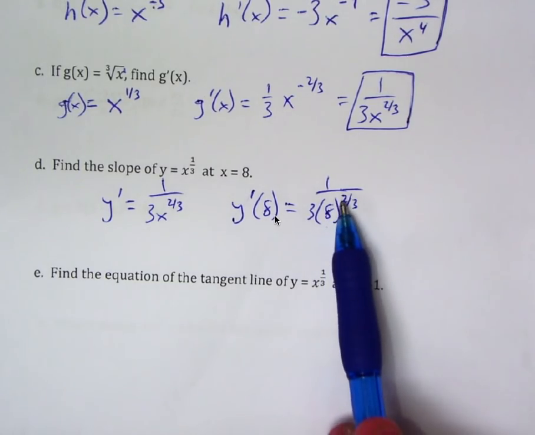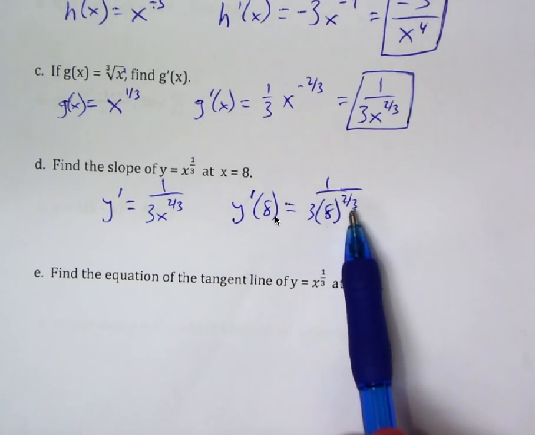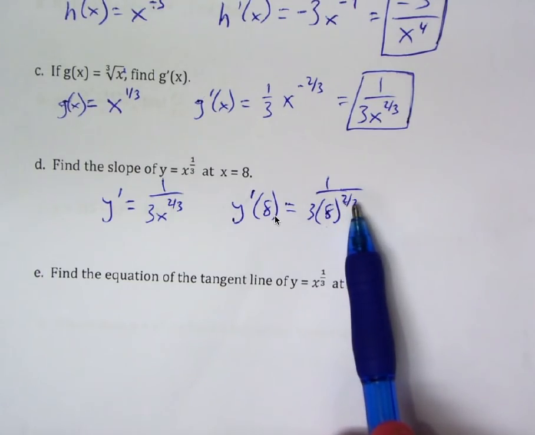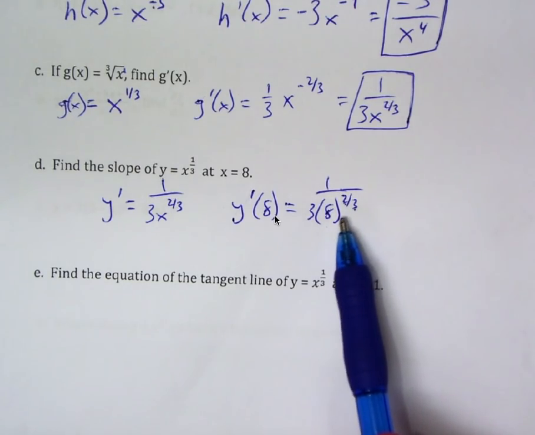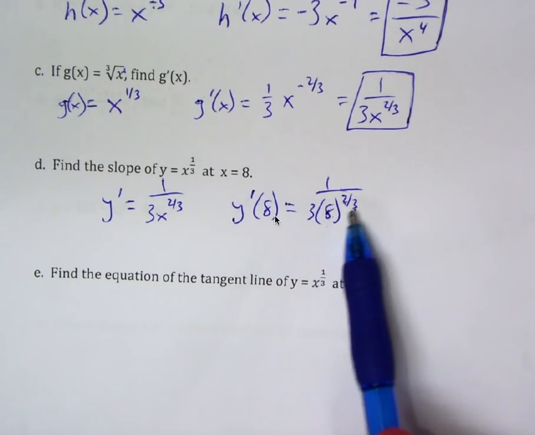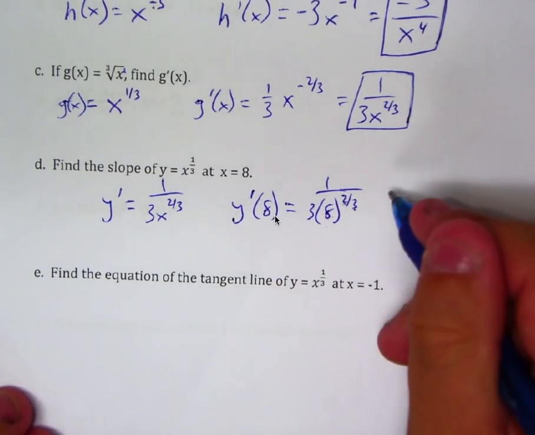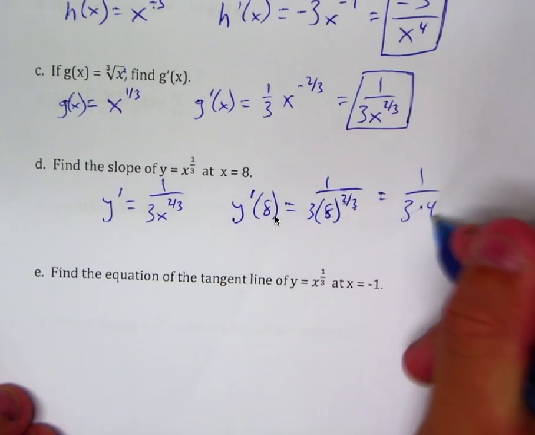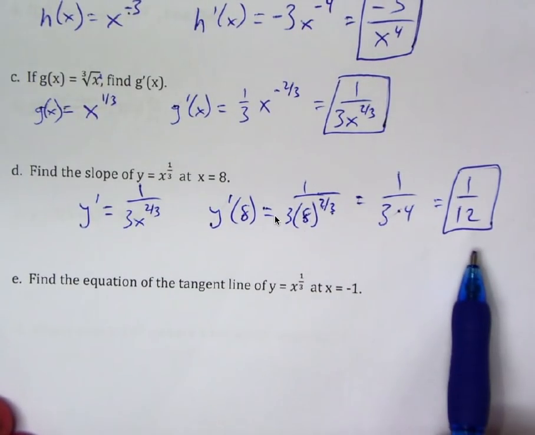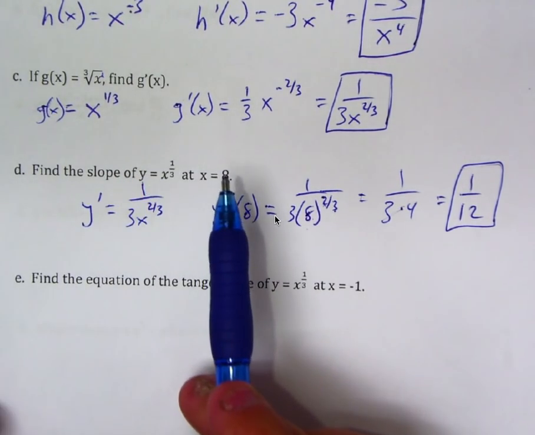Well, remember, it's power over root. Power over root. So there's two ways you can do this. You can either do 8 squared, get 64, and then find the cube root of that, or do the cube root first, do the cube root of 8, which is 2, and then square that. Either way, you get 4. 8 to the 2/3 is 4. So 1 over 3 times 4 is 1/12. This is the slope of the tangent line to this y function at x equals 8. The slope would be 1/12.